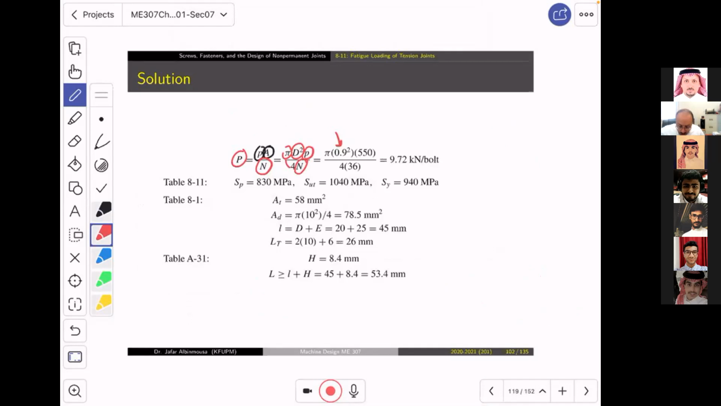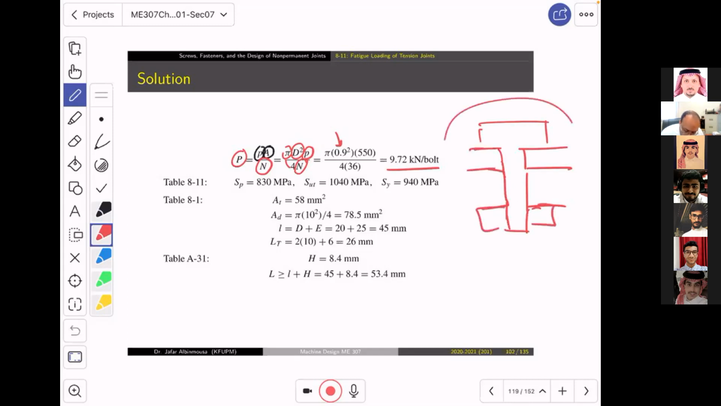9.72 kilonewton per bolt. What does per bolt mean? It means each bolt with its member, this is it, one big combination of bolt and member, is subjected to 9.72 kilonewton per bolt.